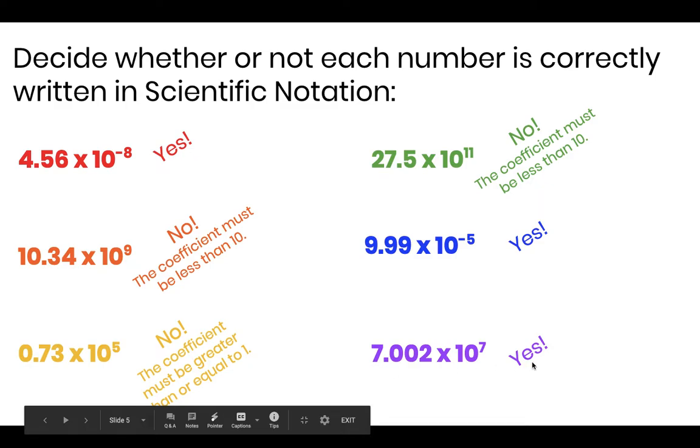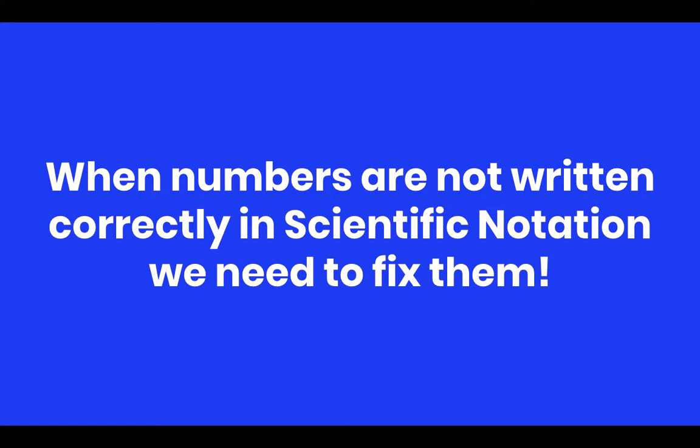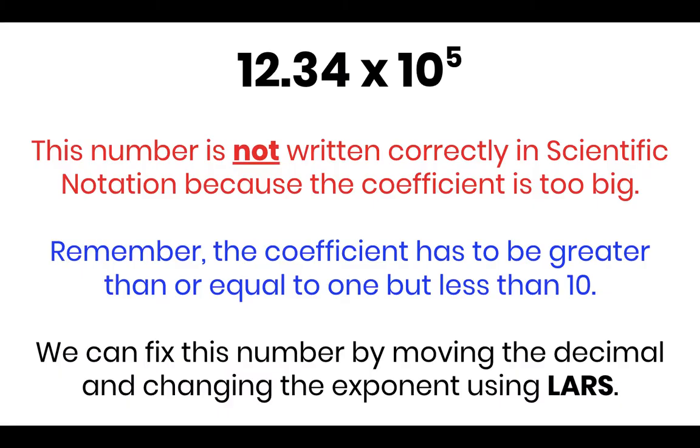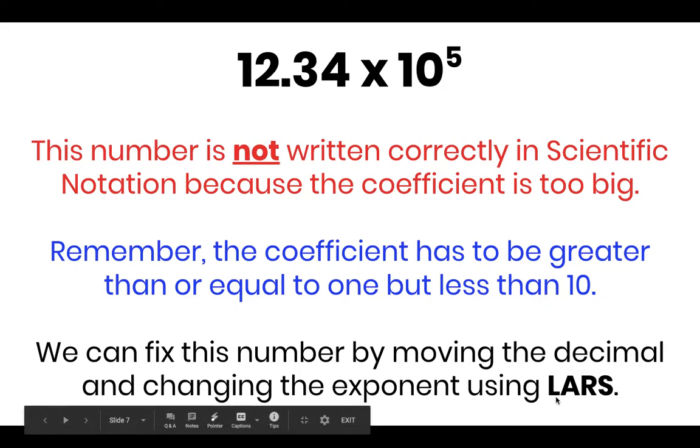All right. So when numbers are not written correctly in scientific notation, we just can't leave them. We actually have to fix them. So looking at this example, 12.34 times 10 to the 5th. This number is not written correctly in scientific notation because the coefficient is too big. Remember, the coefficient has to be greater than or equal to 1, but less than 10. This is 12. It has to be less than 10 in this case. We can fix this number by moving the decimal and changing our exponent using our acronym that we've been going over, LARS.